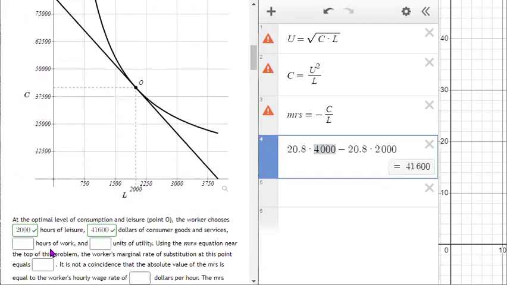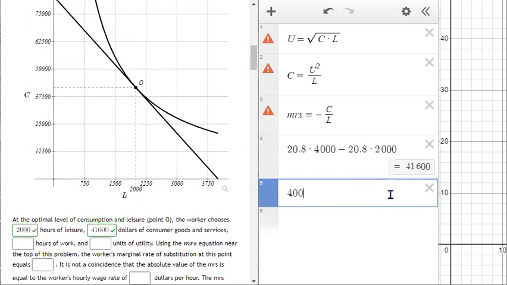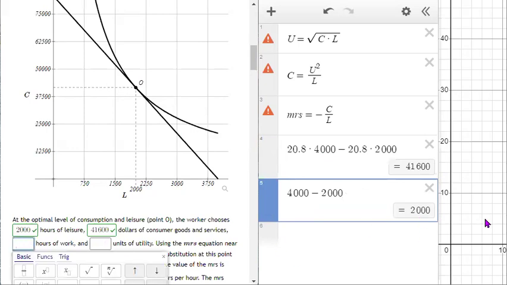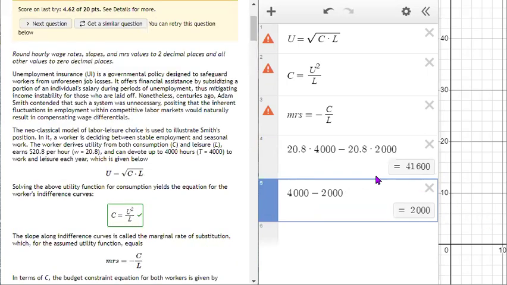Now, if you don't have a 2,000 here, you might have something else. If you have something other than 2,000, it's kind of hard to do 4,000 minus like 1960. So I'm going to write my time constraint here, 4,000. That's how much time I have to devote for leisure or work. I'm going to subtract off my leisure, and that leaves me 2,000 hours to devote to work. So my arithmetic is much easier than probably yours. It just so happens that hours worked and leisure are equal to the same thing in my model.